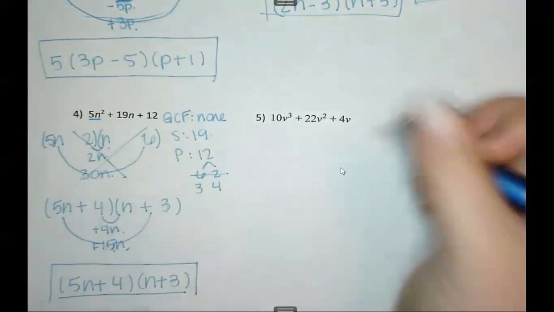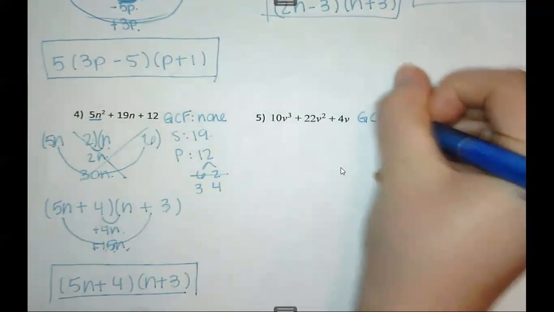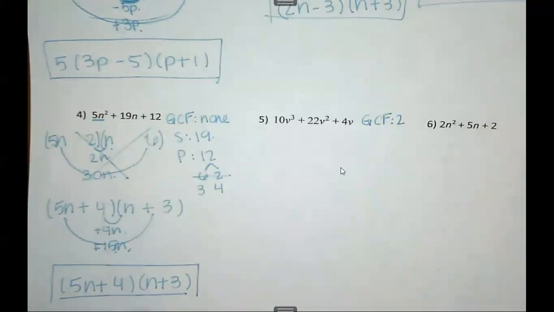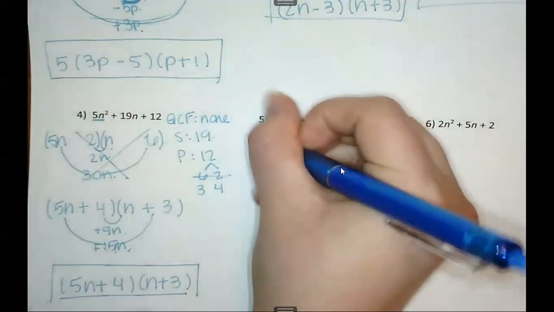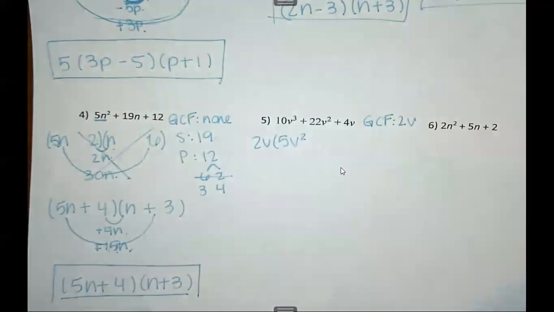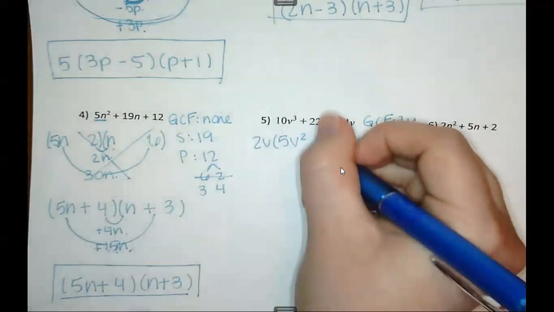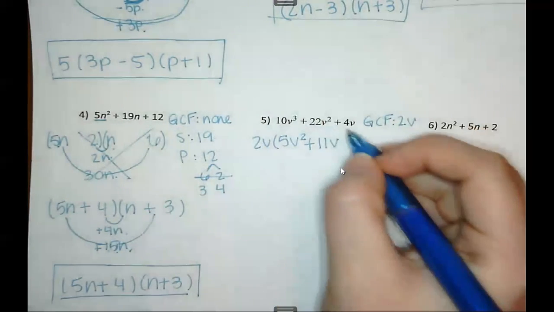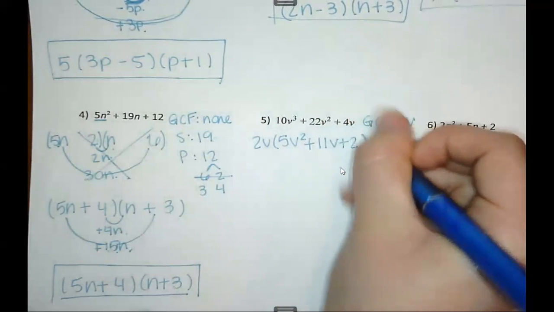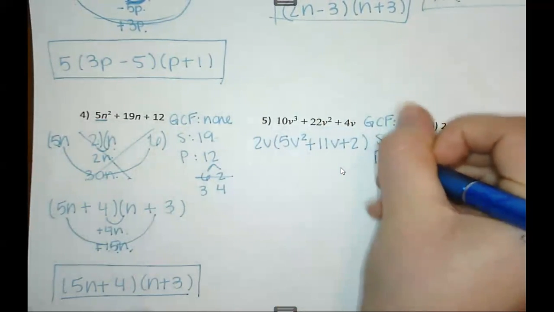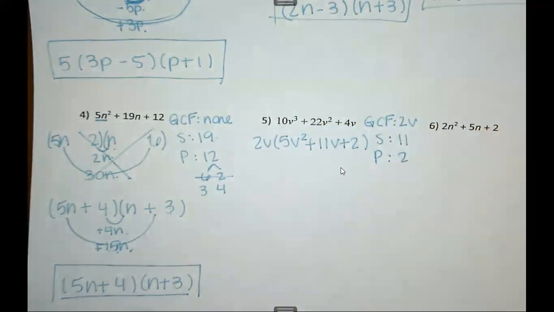All right, number 5. I look for my GCF. So it looks like 10, 22, and 4, those are all numbers that are divisible by 2, and they all have a V in them. So I'm going to pull out a 2V. Well, 10 divided by 2 is 5, and if I take out a V, I have V squared. 22 divided by 2 would be 11, and if I take out a V from V squared, I just have 1V. And 4 divided by 2 is 2, and I took out the only V. So that means that my sum is 11, and my product is 2.